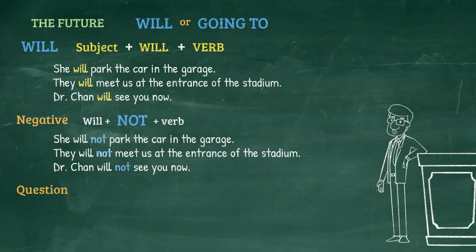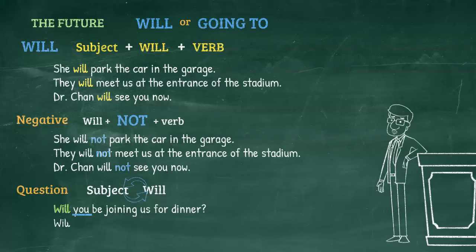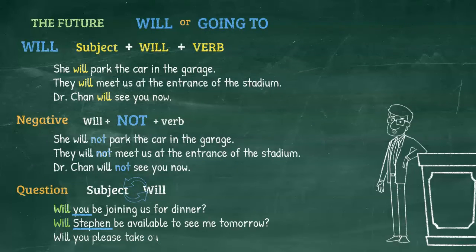And if we want to make a question with these sentences, we need to switch will and the subject. So a question would look like this. Will you be joining us for dinner? Will Stephen be available to see me tomorrow? Will you please take out the garbage?